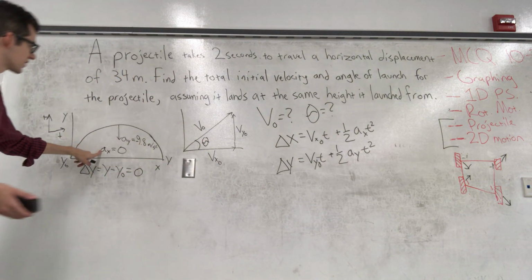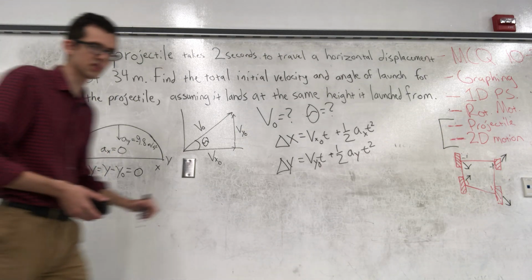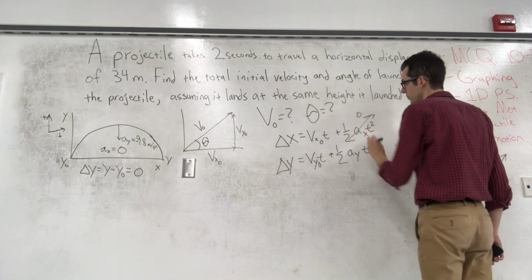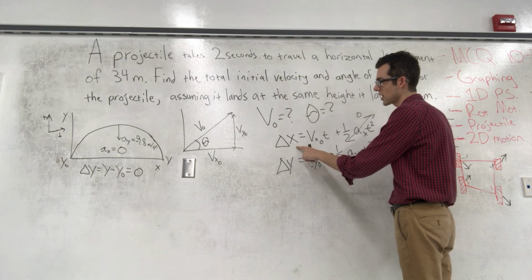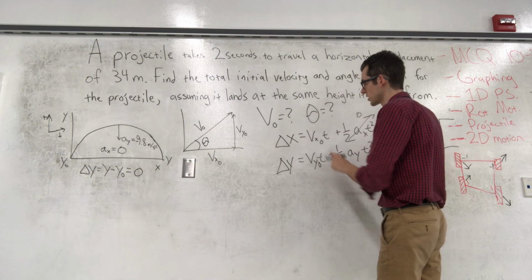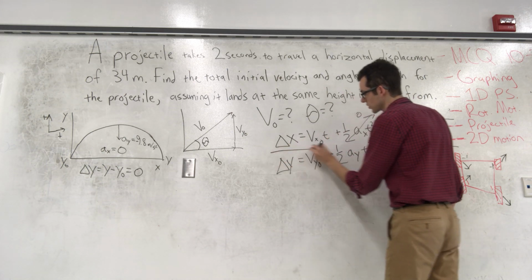We know from this that a subscript x is 0. We are ignoring air resistance, which means this entire term goes to 0. So we've simplified this down to the point that change in x, or the horizontal displacement for our projectile, is equal to the initial x velocity times the time it takes for it to travel.